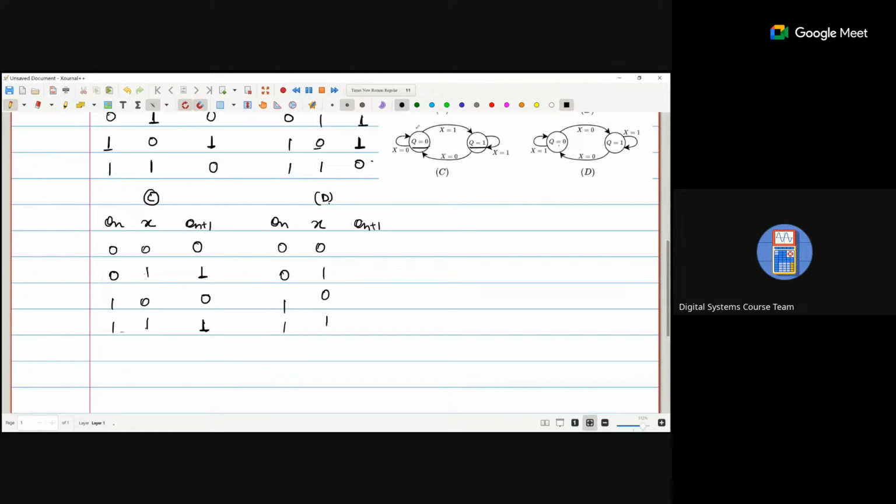Now present state is 0, apply 0, next state is 1. Present state is 1, apply 1, the next state is also 1. Now present state is 0, apply 1, next state is 0. Present state is 1, apply 0, next state is again 0.